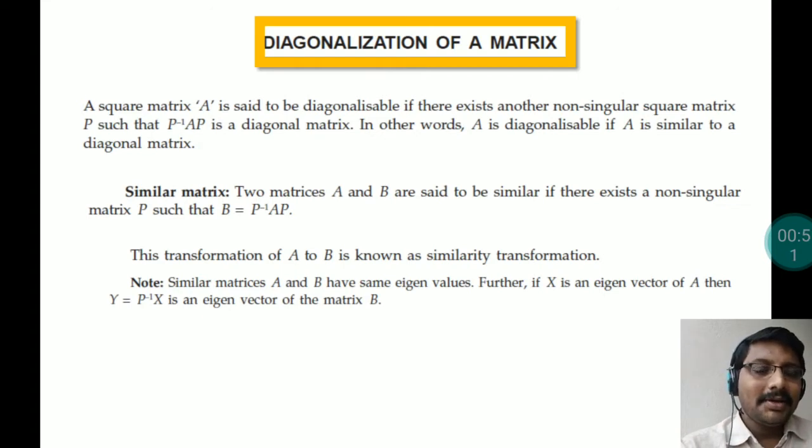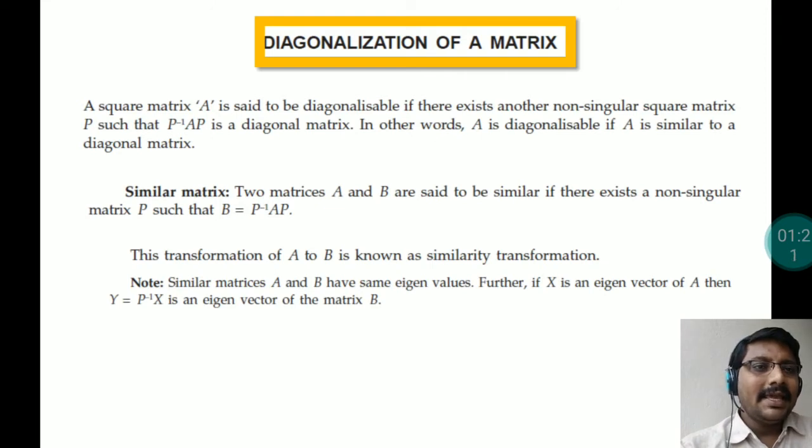What is meant by diagonal matrix? Diagonal matrix means except principal diagonal elements, all are zeros. That is, the principal diagonal elements are non-zeros and the remaining elements must be zeros. Such a matrix is known as a diagonal matrix.